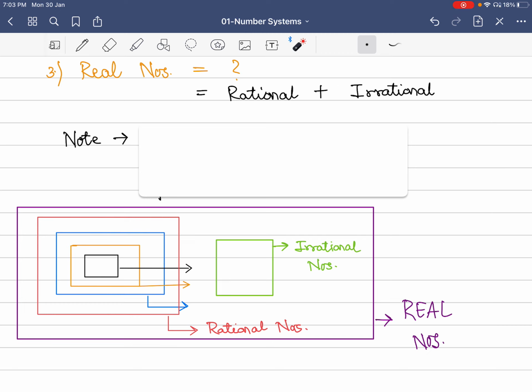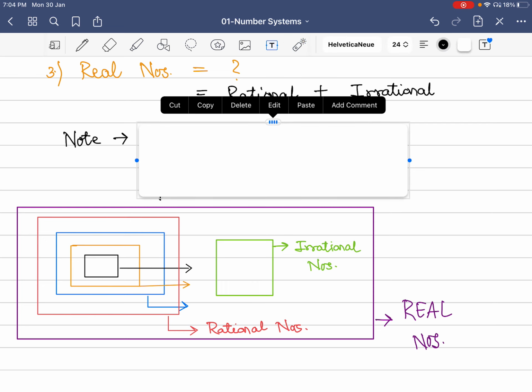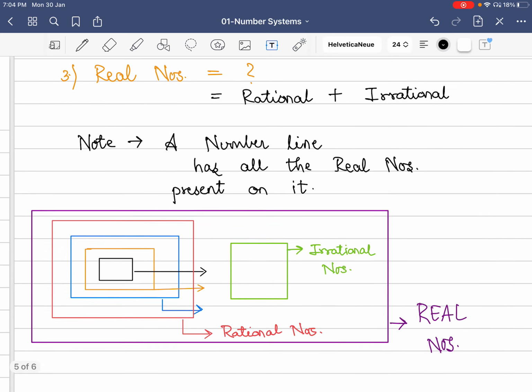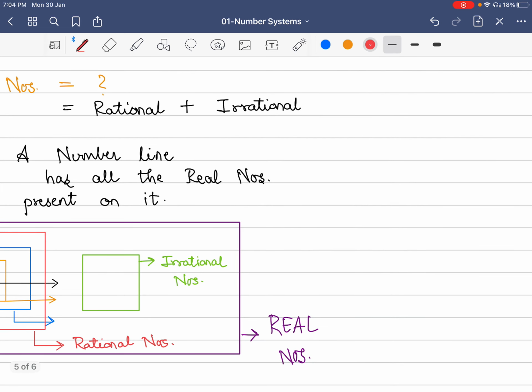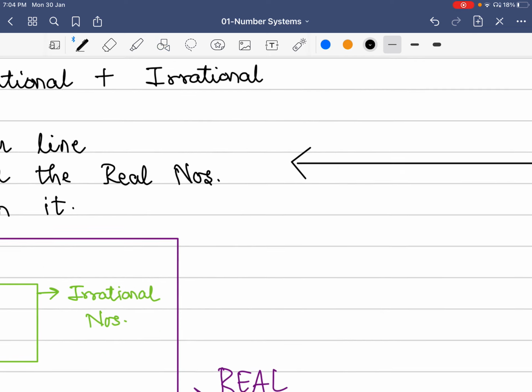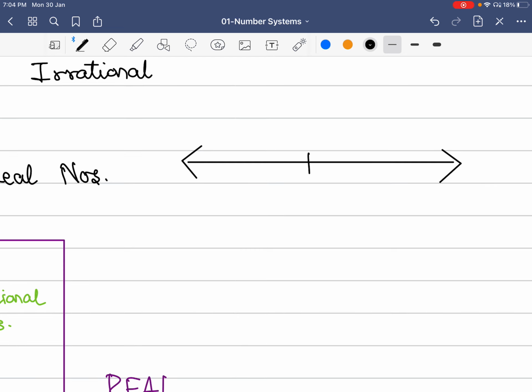Now there's an important point we have to note about real numbers: a number line has all the real numbers present on it. All the real numbers in the number system can be represented on a number line. We know the number line from our previous discussions. So this is our number line. This is 0, this is 1, this is 2, this is -1, this is -2.